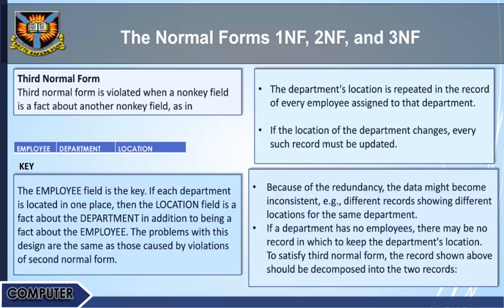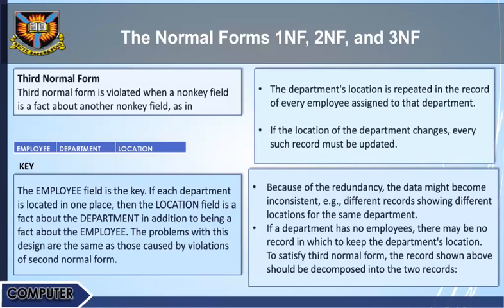Third normal form. Third normal form is violated when a non-key field is a fact about another non-key field, as in employee, department, location, key. The employee field is the key. If each department is located in one place, then the location field is a fact about the department in addition to being a fact about the employee.